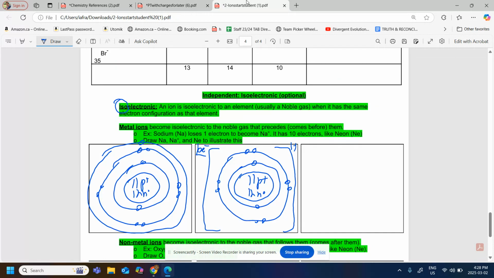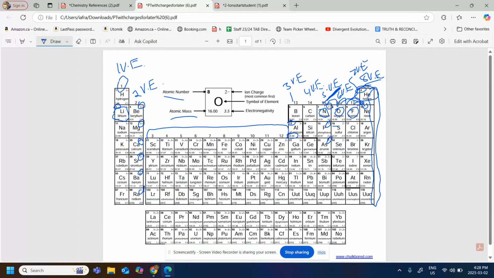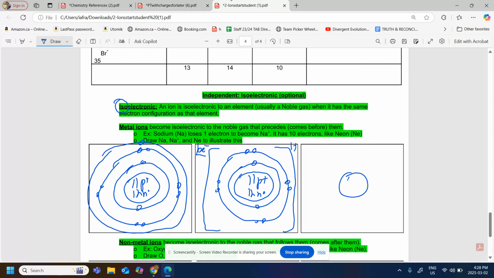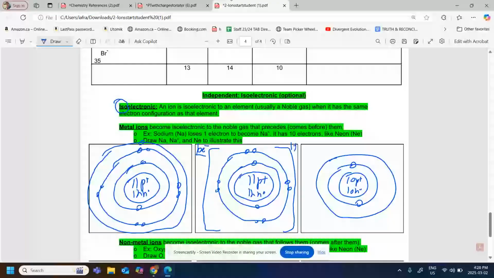Just to show you neon, let's just take a look here, periodic table, so 20, 10, okay, so 10 protons, 10 neutrons, and then 10 electrons. But now it doesn't have a charge because it has 10 electrons, 10 protons, they cancel out. It's not going to lose or gain electrons since it's already happy. But the point is that Na plus is isoelectronic to neon. So it became like the noble gas that came before it by losing an electron.